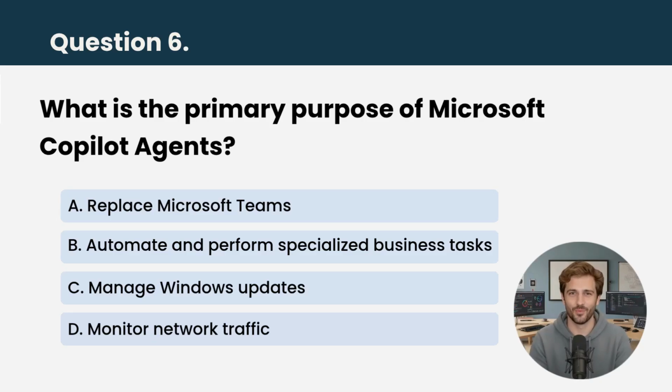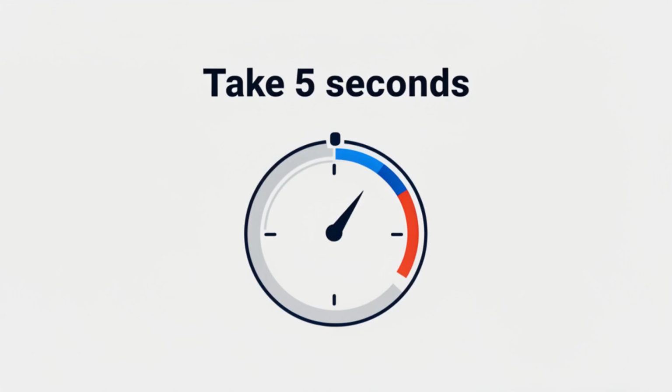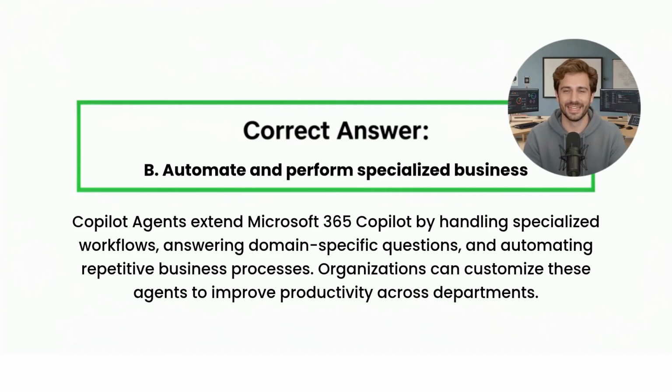Question 6. What is the primary purpose of Microsoft Copilot agents? A. Replace Microsoft Teams. B. Automate and perform specialized business tasks. C. Manage Windows updates. D. Monitor network traffic. Take 5 seconds before answering. The correct answer is B.